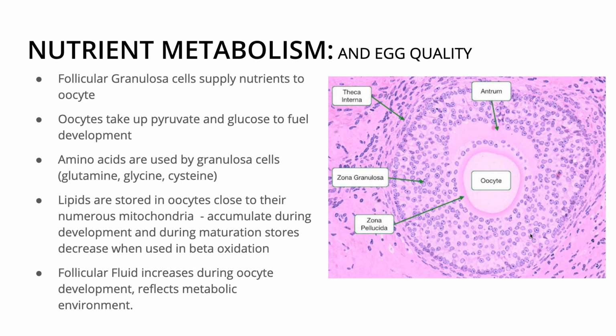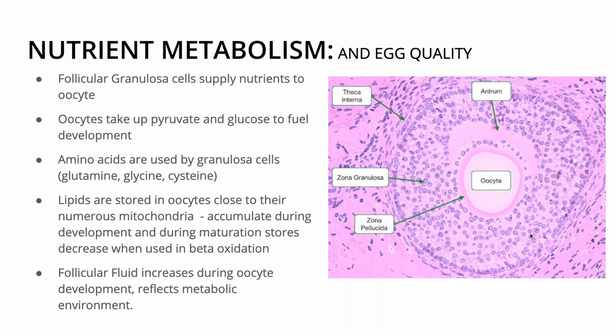So as you get to day 3 of the cycle, these cells actually go through rapid changes with the hormone production, and the nutrition is provided to the oocyte so that it can go through development. So the oocytes use different types of fuels. They use pyruvate and glucose. The granulosa cells use amino acids, so glutamine, glycine, cysteine, and others.